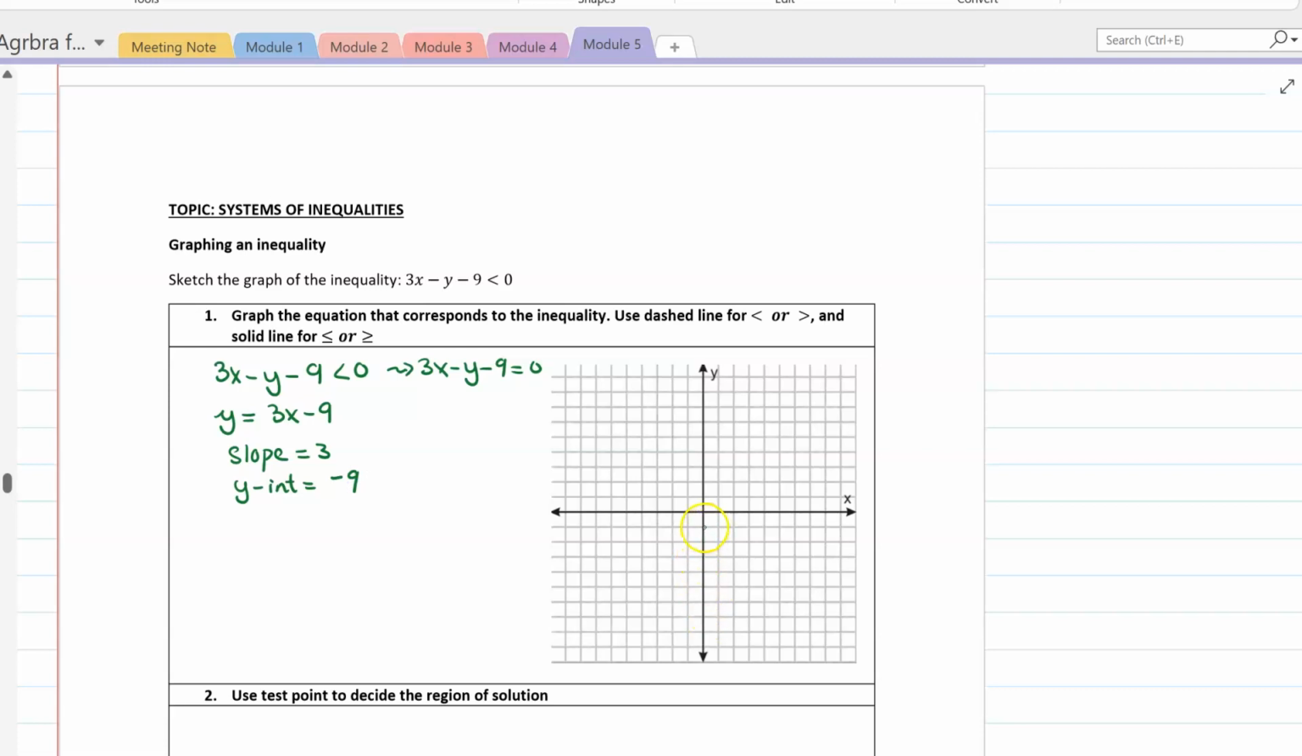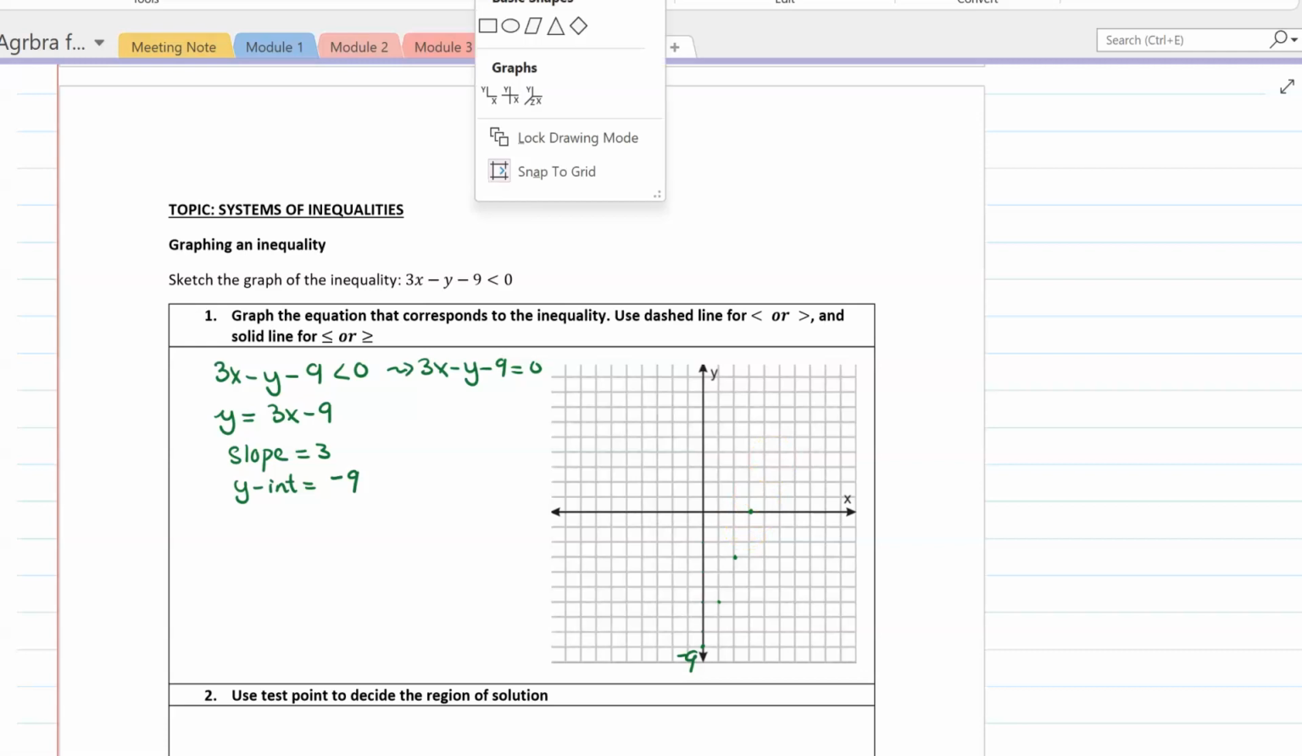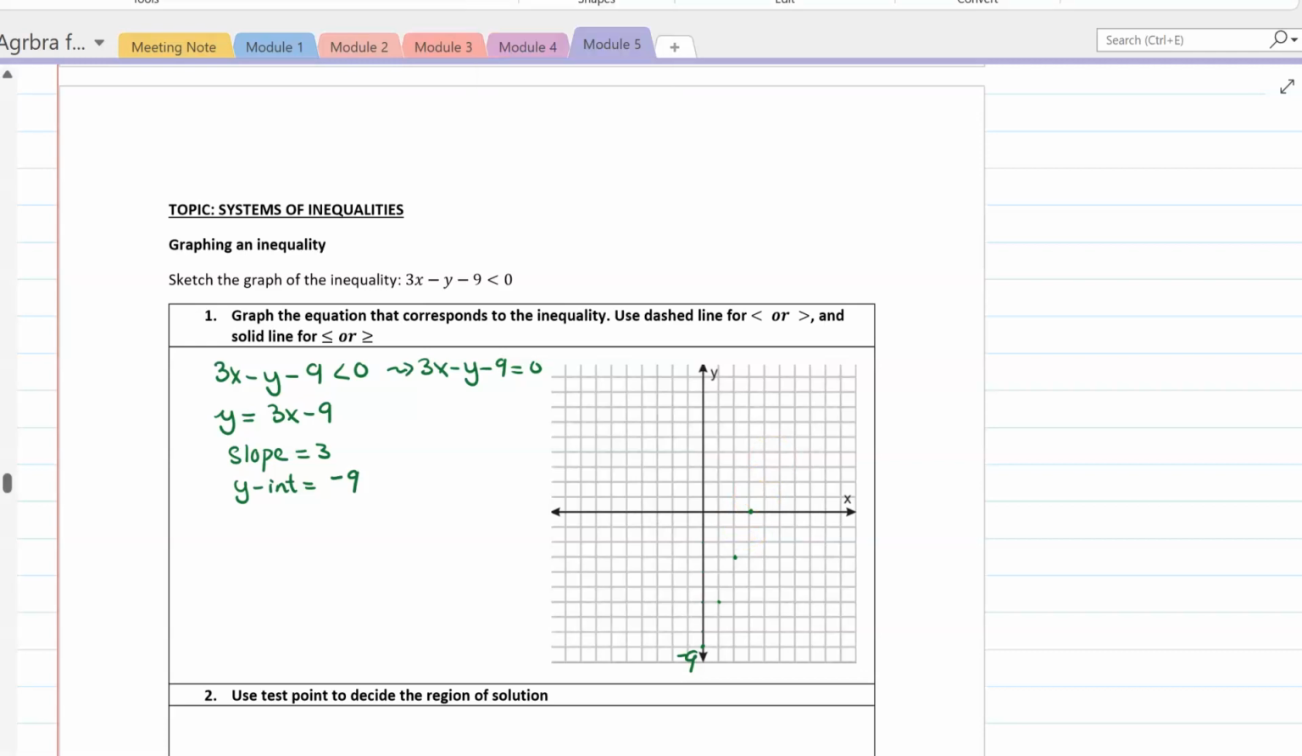So negative 9 and slope of 3. So here's my next point. I will connect this line, and we want to make a dashed line. And I'm not exactly good at drawing a straight line.